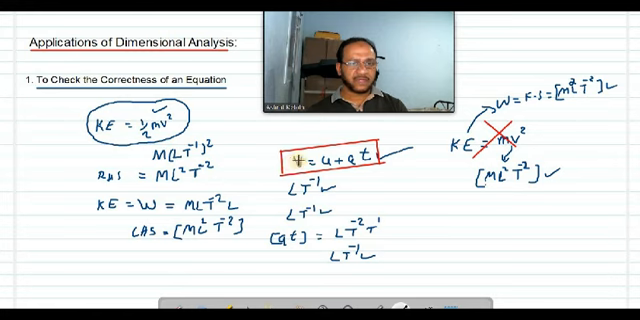Now in this equation, v equal to u plus at, for it to be a correct, dimensionally correct equation, the dimension of each term should be the same. The dimension of v, the dimension of u, the dimension of at should be the same. This is the principle of homogeneity of dimensions. This principle is called the principle of homogeneity of dimension.